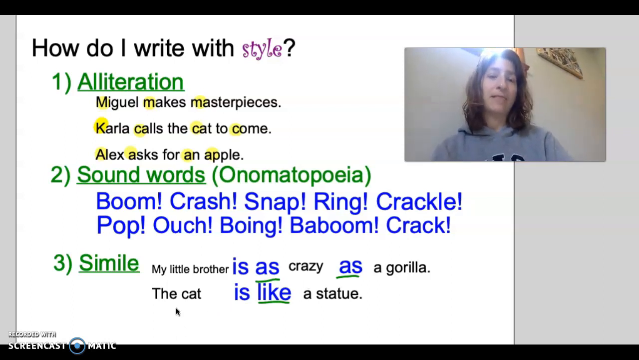Here's another one. The cat is like a statue. Maybe if that cat is looking for that mouse and is just planning its next move or plotting its next move, it might be very still, just like a statue would be. Those are 3 kinds of figurative language that you can use to make your writing more interesting.